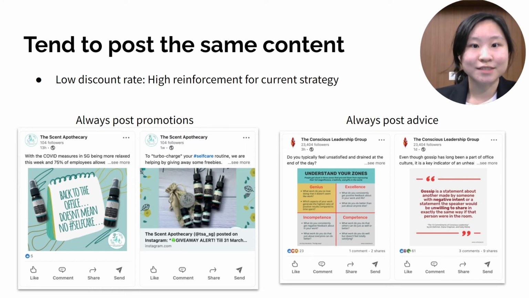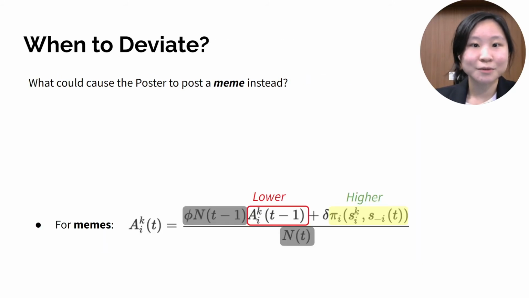We can actually observe this phenomenon in real life, as many posters on LinkedIn tend to consistently post the same type of content due to the high reinforcement level for the current strategy. Here are two examples of this. The account on the left posts mostly promotions, while the account on the right tends to focus on posting advice on office culture. In that case, what would cause a poster to deviate and post a meme instead?